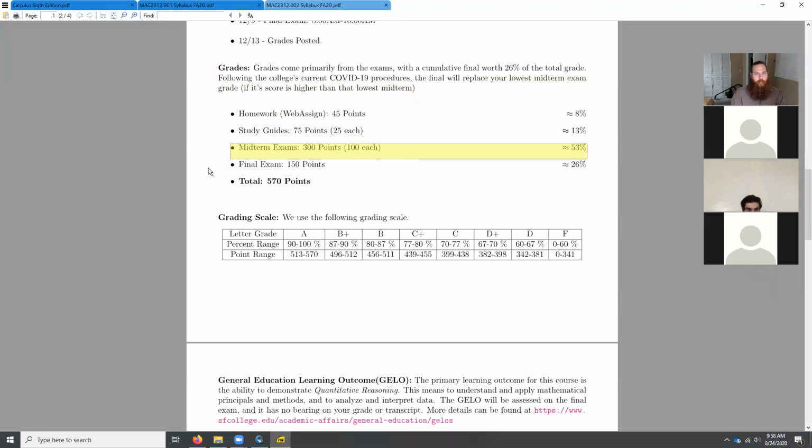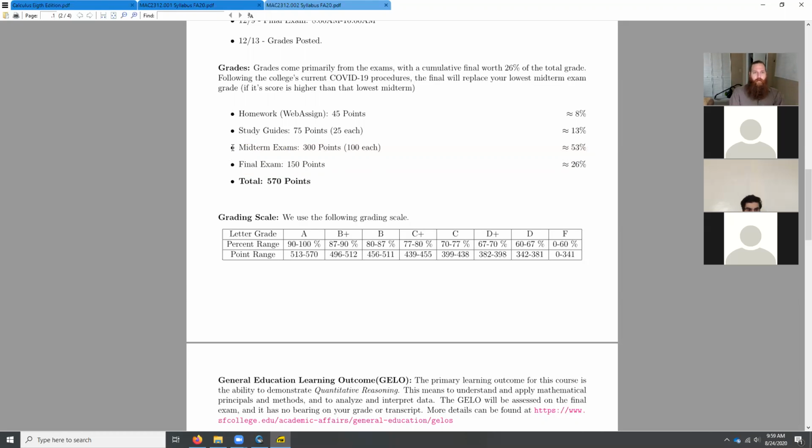The midterms make up a little bit more than half of the grade. Each one is worth 100 points, and there's 3 of them. The final, all on its own, is worth a little more than a quarter of the grade. So you see more than 75% of the grade, more than 3/4 of the grade in this class comes from proctored tests.